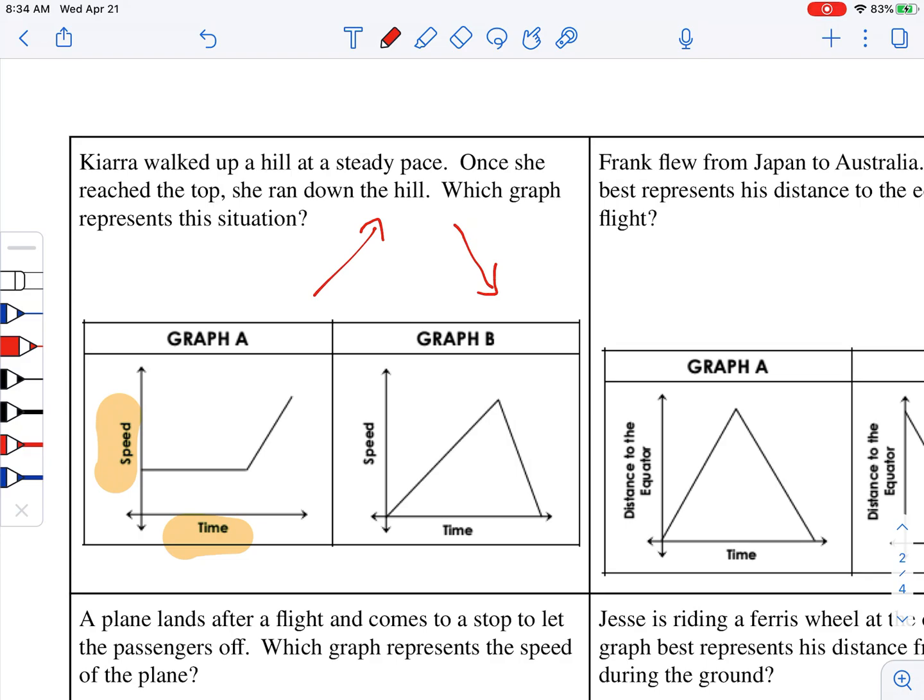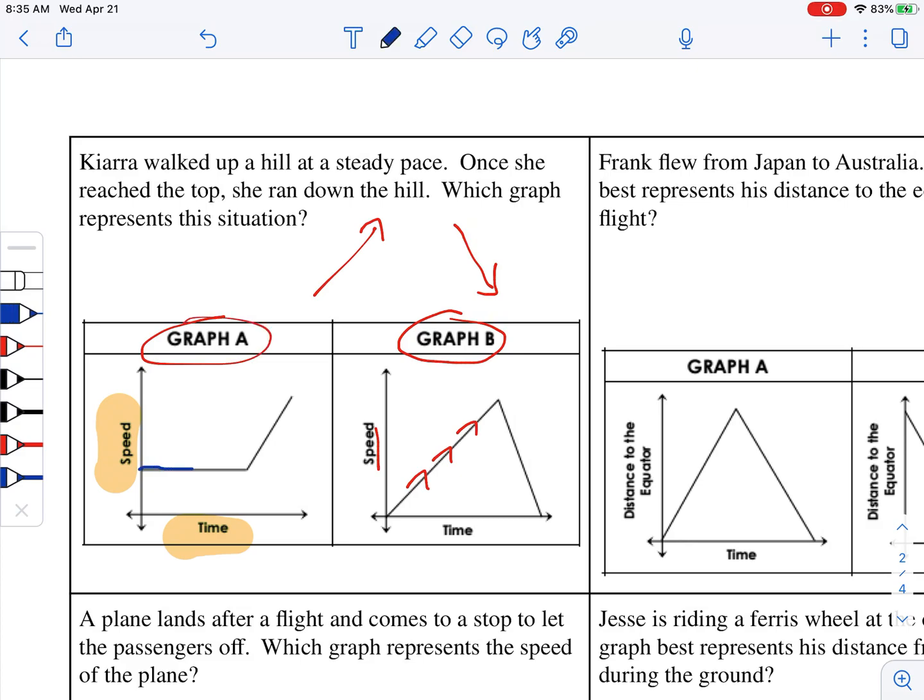So if I read the first problem, Kiara walked up a hill at a steady pace. Once she reached the top, she ran down the hill. I know many of us would probably choose graph B because we're imagining walking up a hill, sprinting down a hill. Okay, that's not what's happening here though. The speed here is increasing. Well, she's not increasing her speed going up the hill. She's increasing her speed going down the hill. So this graph is actually the one that depicts the situation.